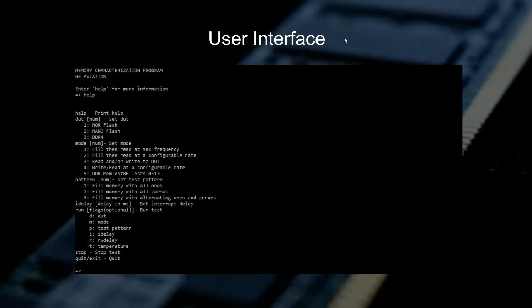And finally, to discuss the user interface. So our goal with the user interface was to develop a command-driven user interface to be able to allow the user to enter a DUT, a test mode, and a test pattern all at once, and then be able to stop that test early if they need to. So here is our very simple command line driven user interface to allow the user to input those parameters, and then if they so desire, they can stop that test early once they run it.